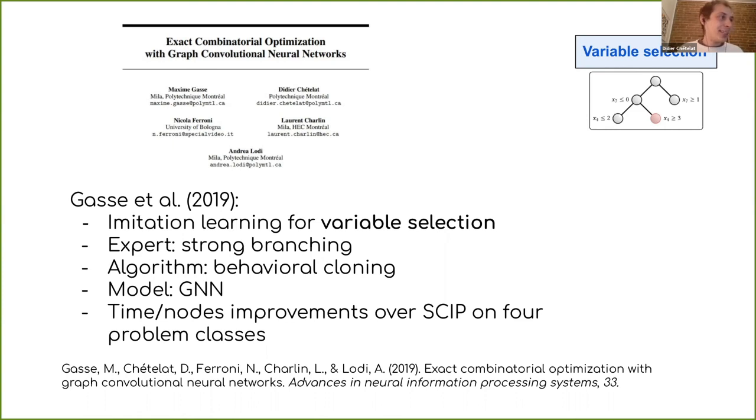So that was quite nice, and we showed improvement in the size of the branch and bound trees, and also the time required to solve problems, over SCIP, the open source solver, the best open source solver, on 4 problem classes. So that was published in 2019.